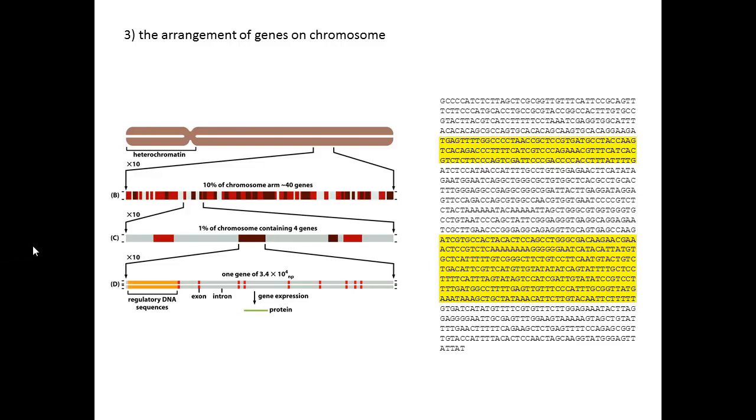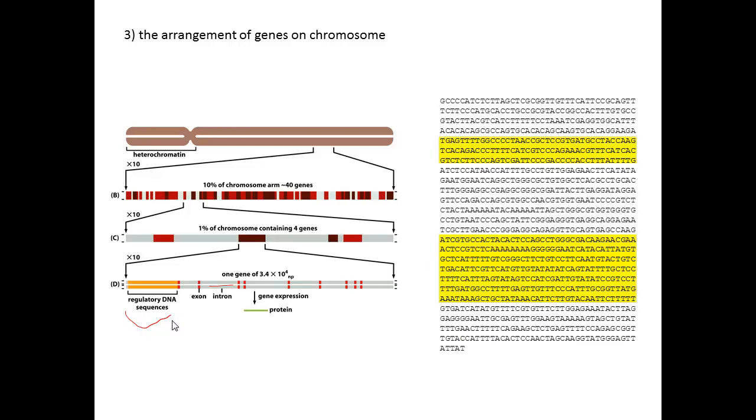Genes are arranged linearly on chromosomes. However, as you know, there's lots of non-coding space, and only a small portion of the chromosomes actually code for protein. This is a sample gene where there are 9 little red exons which are depicted. These are the coding regions. The large gray areas are intervening sequences, they're introns, and then there are regulatory sequences which help control the transcription of the gene.